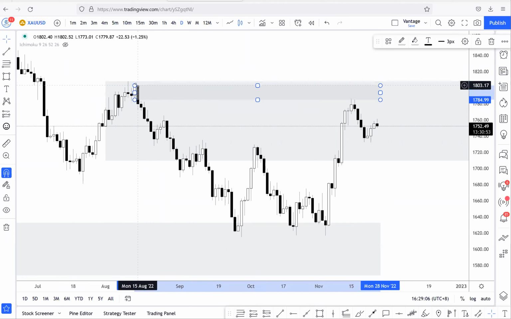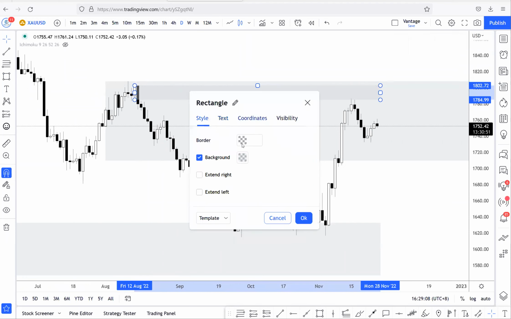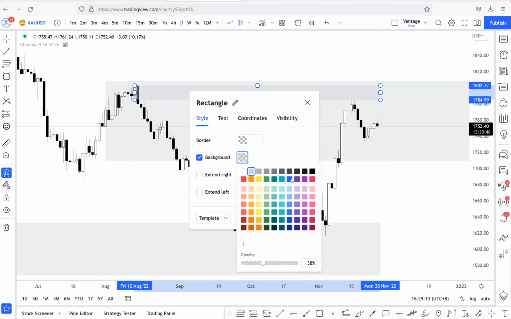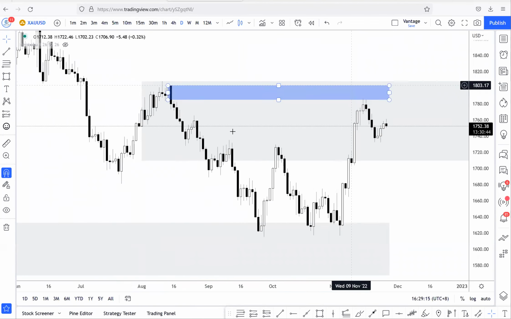Okay, so I'll change this into a different color, right? Probably darken the border so that we can differentiate. Or maybe let me just change it to blue so that we can see it better. So you can see what happened here, right? So essentially it's the same idea, right?